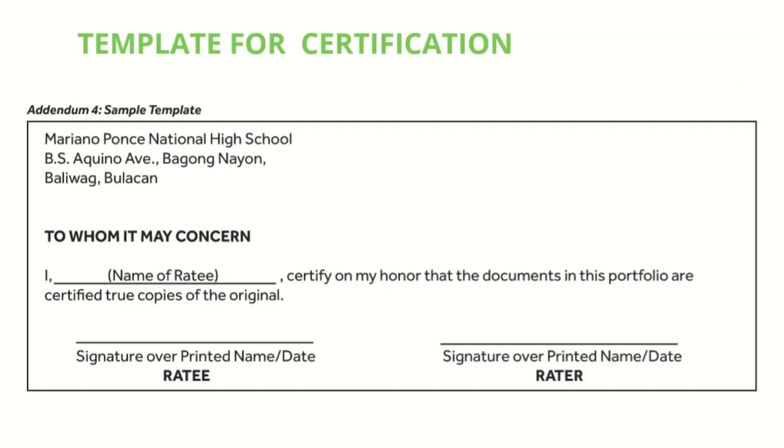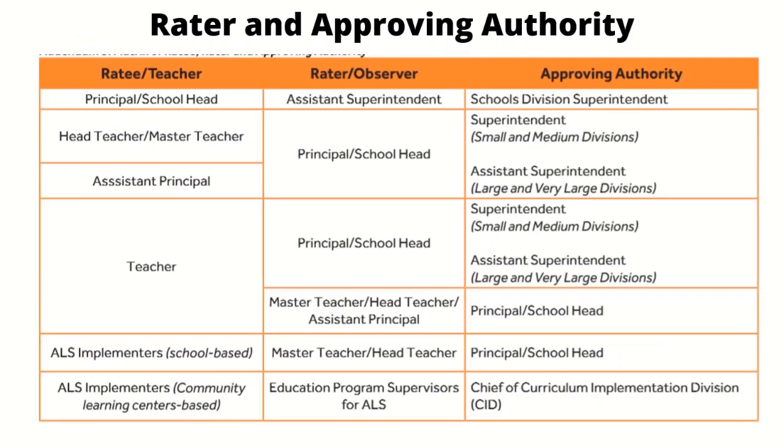This is the template wherein ratees should authenticate their copies of their MOVs. So you see there, "To whom it may concern, I certify in my honor that the documents in this portfolio are certified true copies of the original," and then you sign it with your printed name and with the signature of your rater. Both the ratee and the rater should sign.